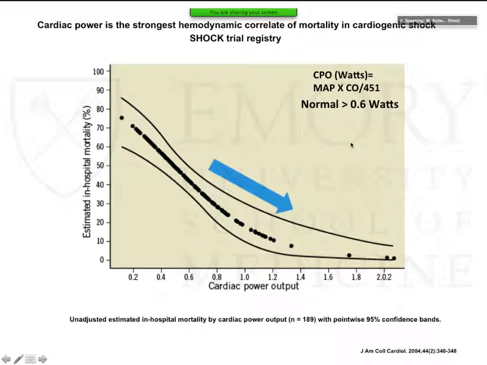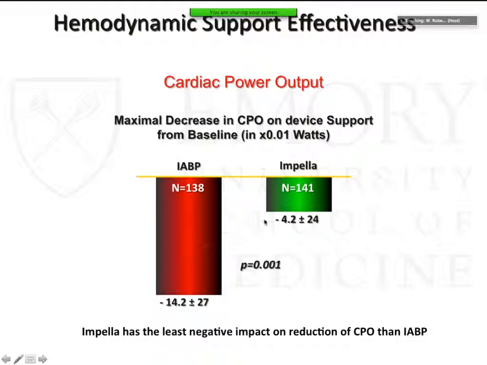Another concept is cardiac power output. Cardiac power output is a concept that came out of the shock registry, and this was the strongest hemodynamic correlate of mortality in cardiogenic shock from the SHOCK trial registry. Cardiac power output is in watts, and it is mean arterial pressure times cardiac output divided by a constant of 451. Normal is more than 0.6 watts. If you're above 0.6 watts, your survival is high. In myocardial infarction, it's less than that, and you start crashing. So it's a very important concept in terms of shock. In terms of hemodynamic support effectiveness, the Impella had the least negative impact on reduction of cardiac power output compared to the balloon pump.